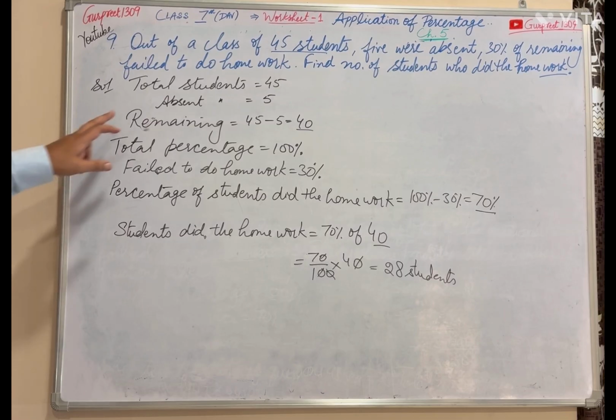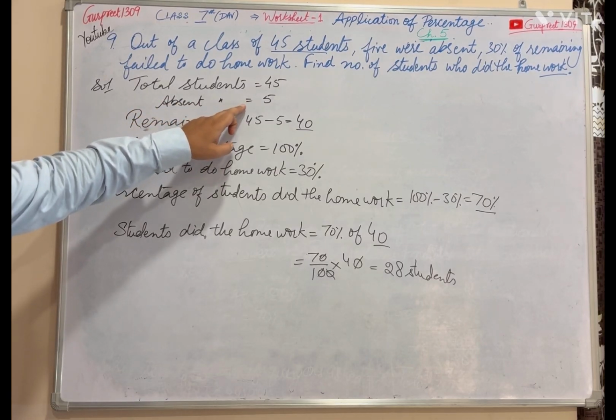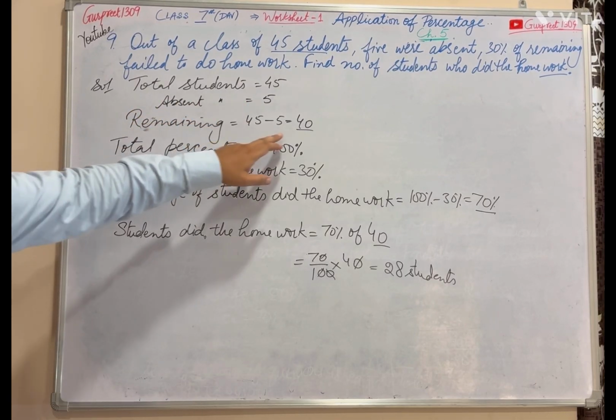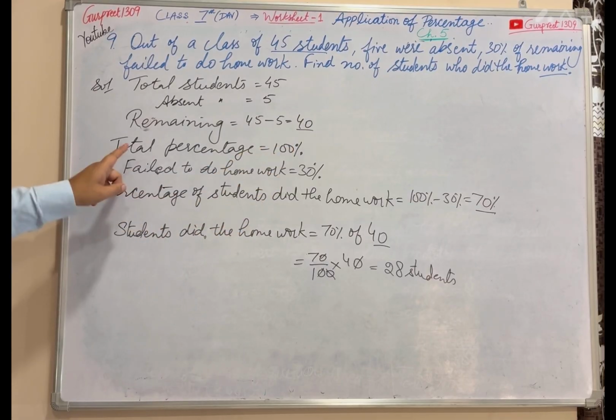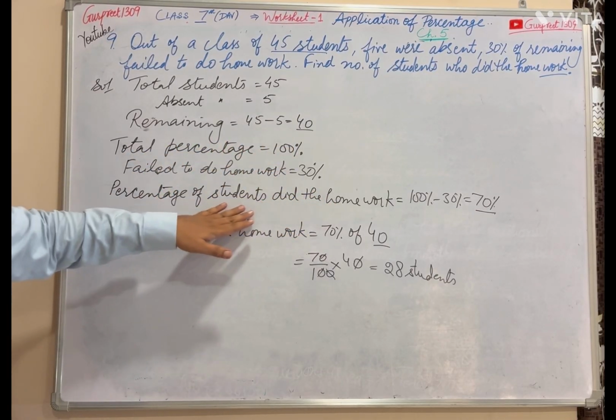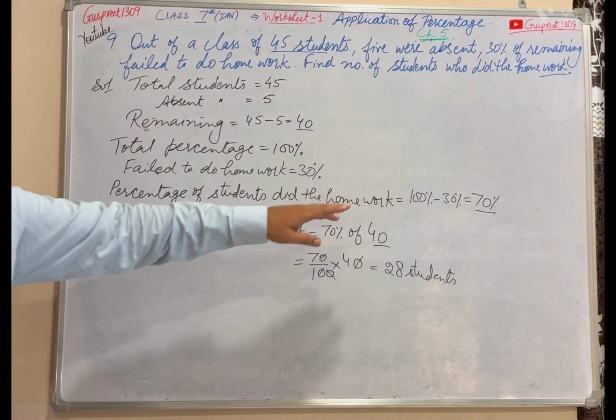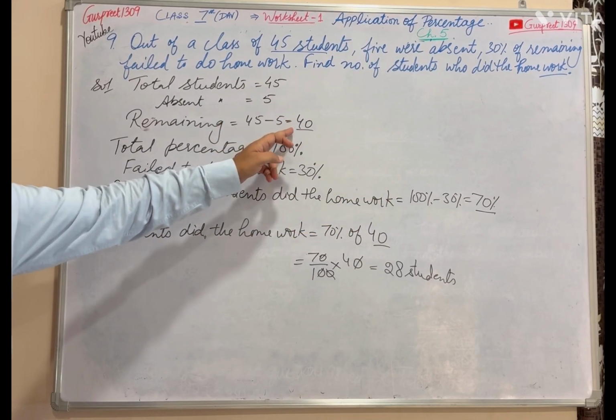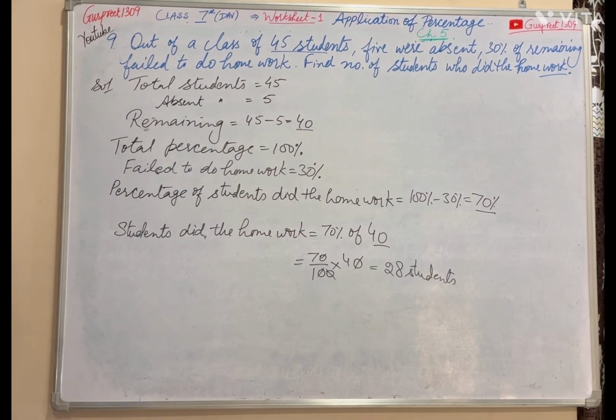So keep in mind, we have to first remove these 5 absent students. We need only 40 students to calculate. Total percent is 100, failed 30, remaining who have done their work 70%. So we take 70% of this total 40 and we get the students who did the homework.